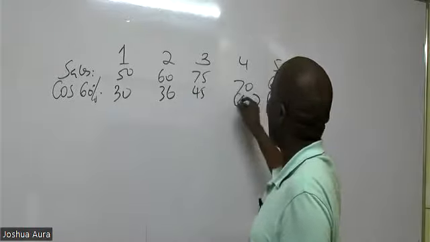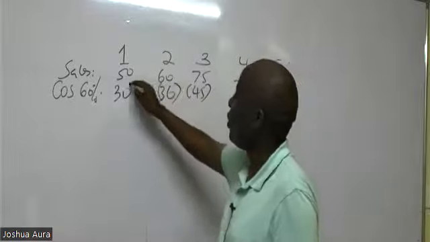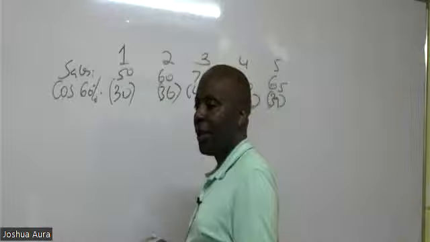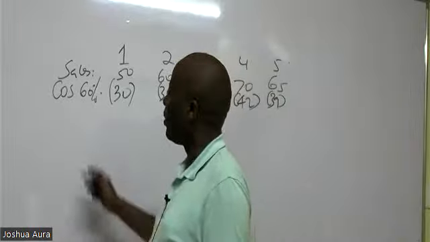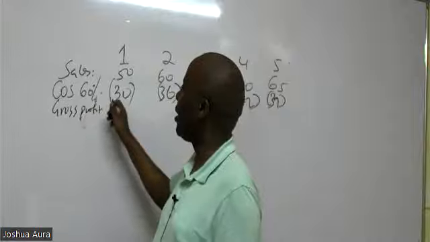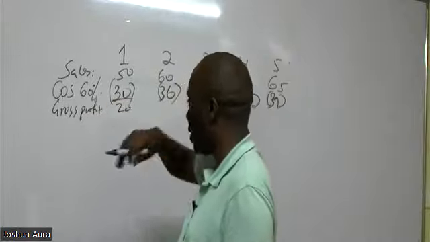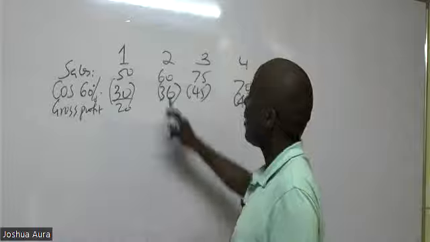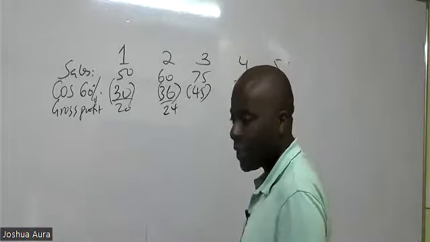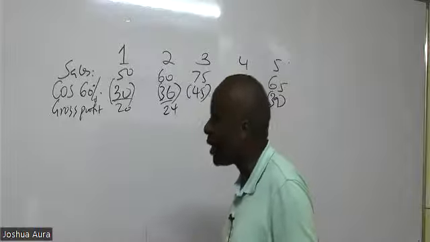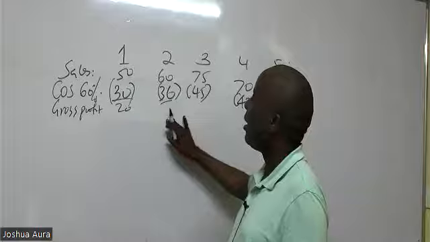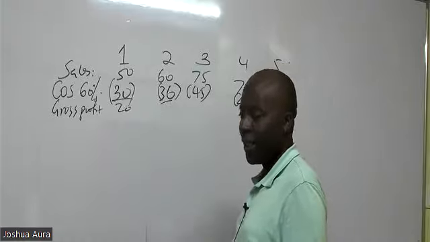So subtract here. You are able to get gross profit if you wish to put it down. So this is 20, although you can do without it. 20. This will be 24. Please give me these figures very fast. 30, 36. 30, 36.